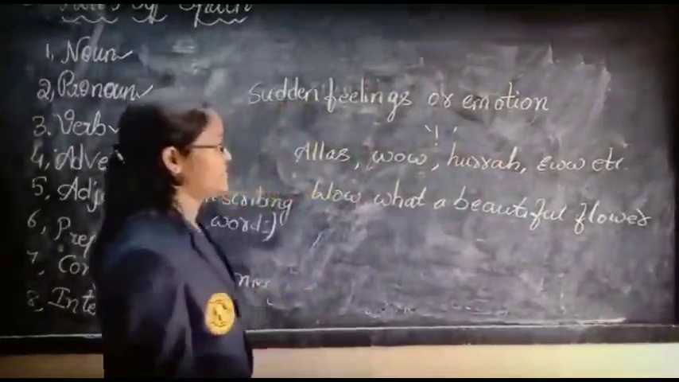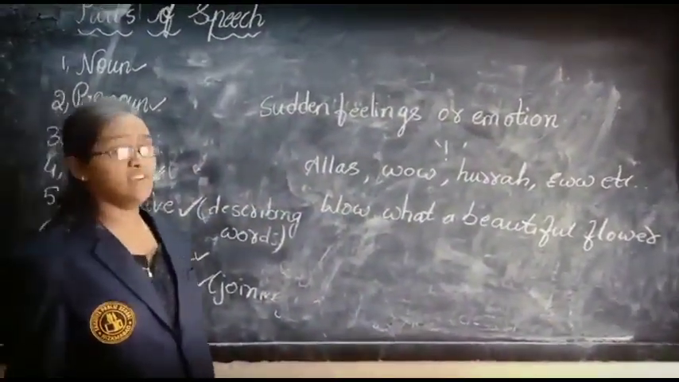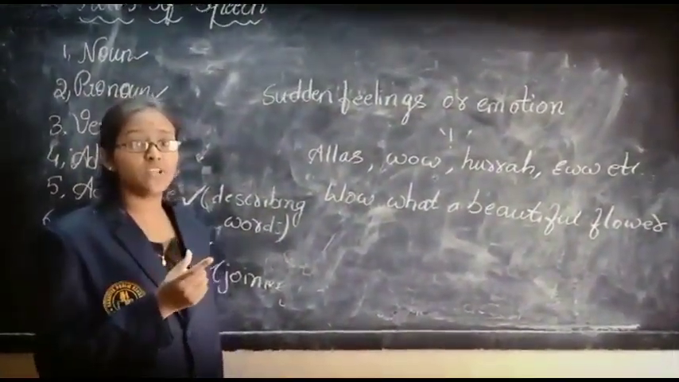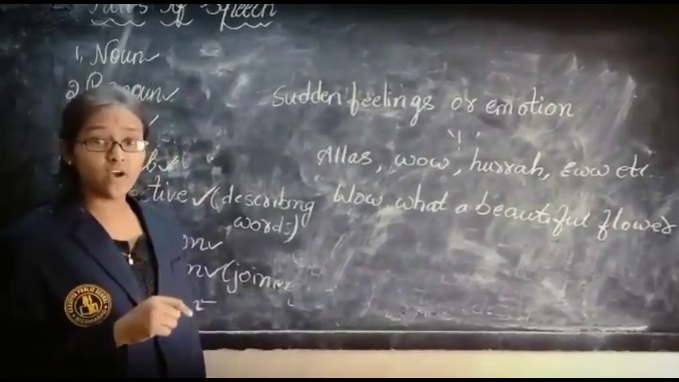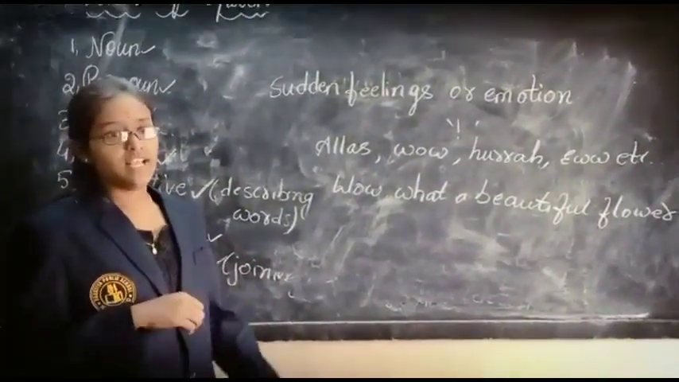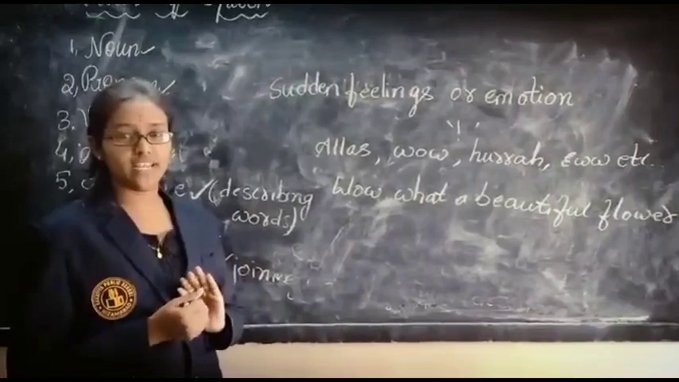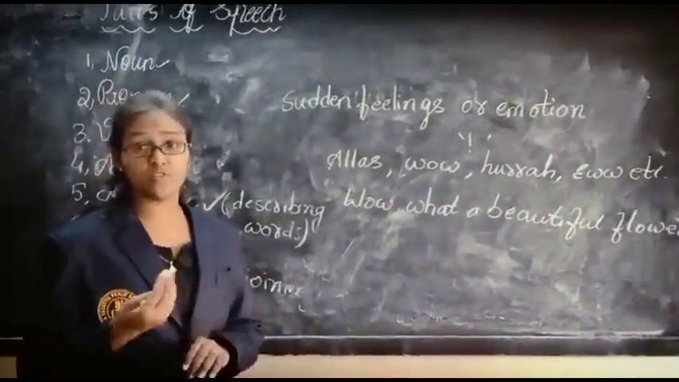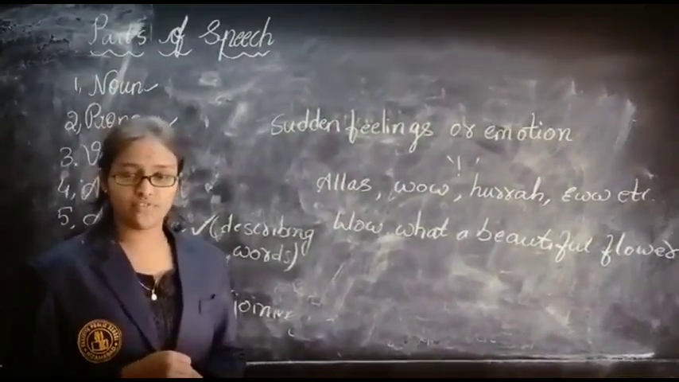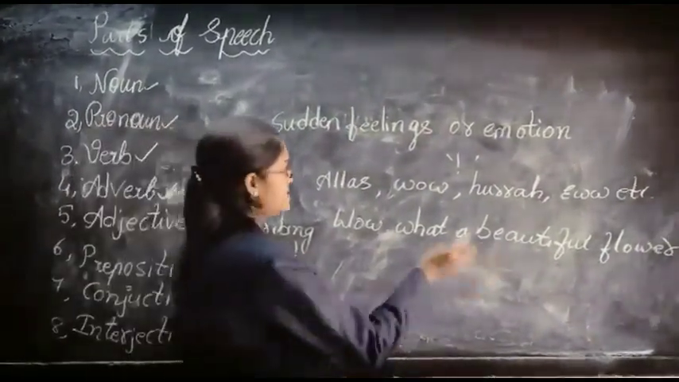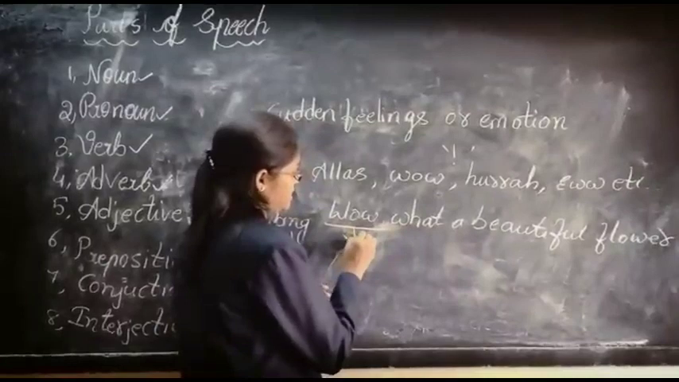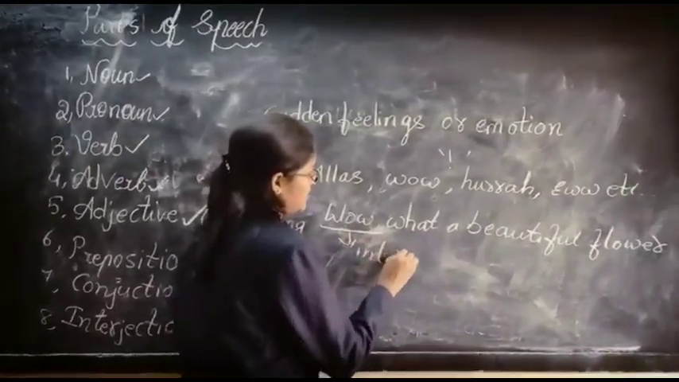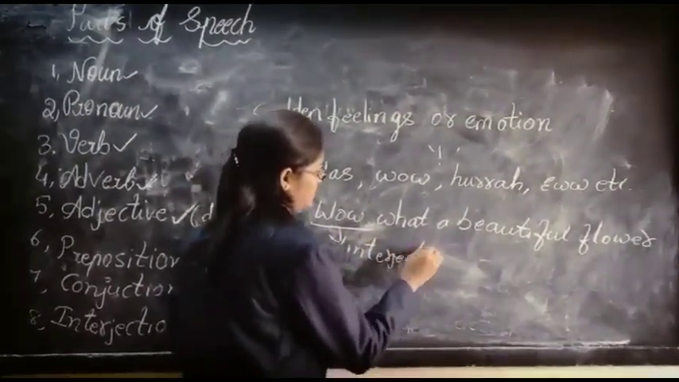In this sentence, for example, if you saw a rose flower, what would you say? Wow, what a beautiful flower. Like that, if your father has brought a new dress for you, by seeing that new dress, what will you say? Wow, what a beautiful dress. So in this sentence, wow is interjection.